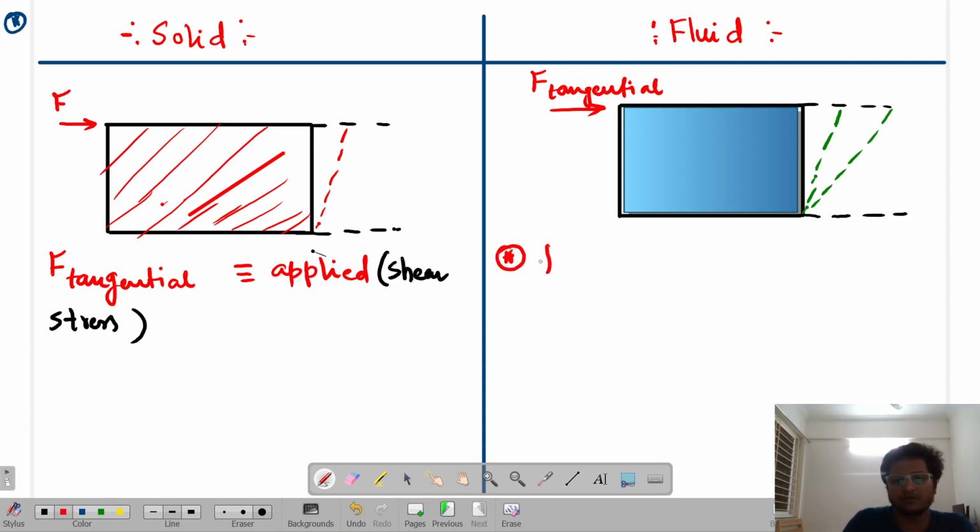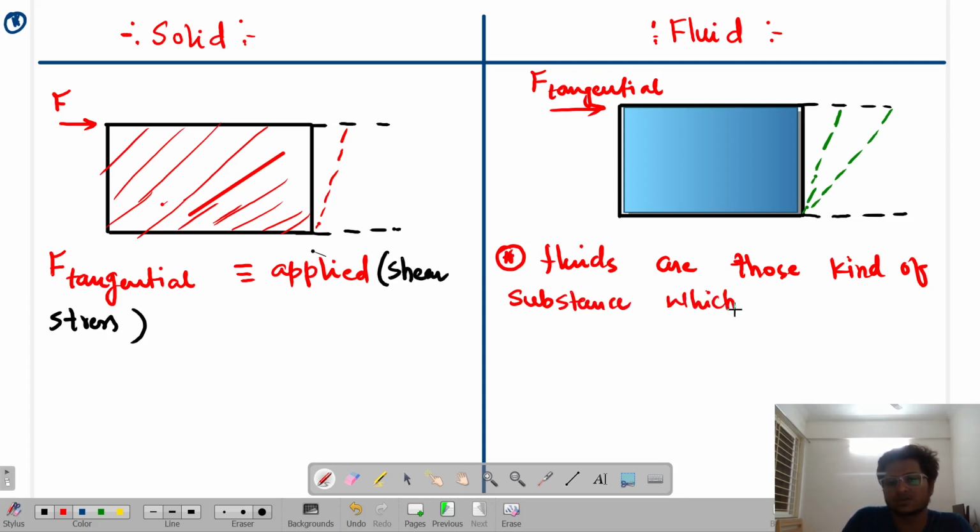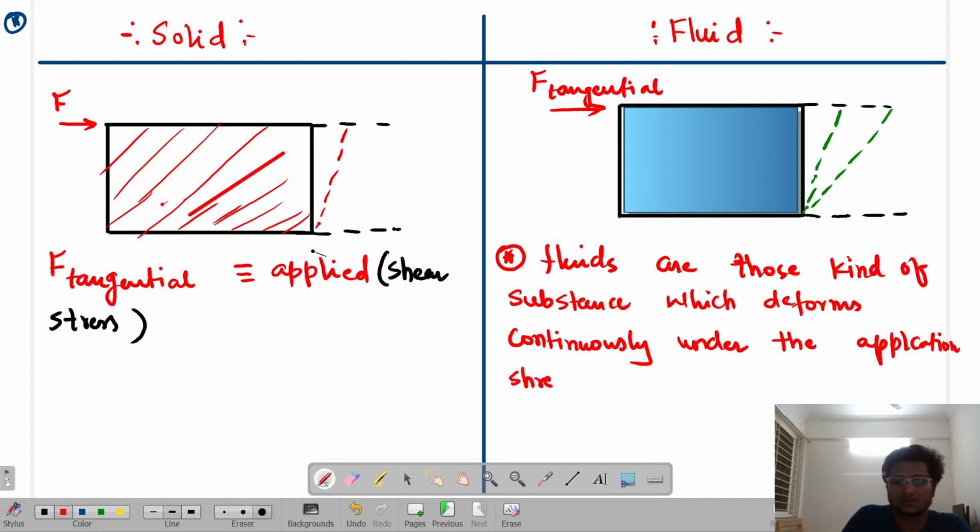So it is said that fluids are those kinds of substances, or objects you can say, which deform continuously under the application of shear stress. Is that clear or not?